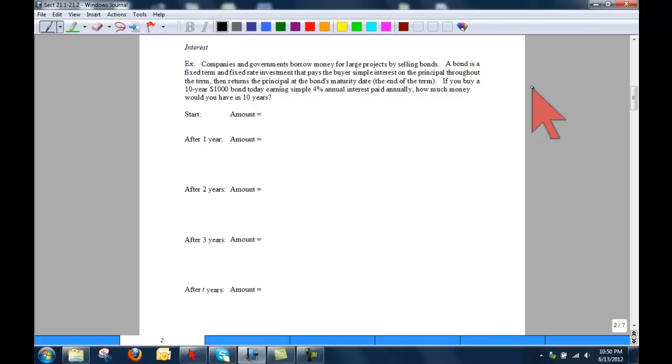So the way the bond works is I give the city government some money now, and over the next 10 years, each year I get an interest check. The city government pays me an interest check each year for the next 10 years. At the end of the 10 years, they give me my $1,000 back.